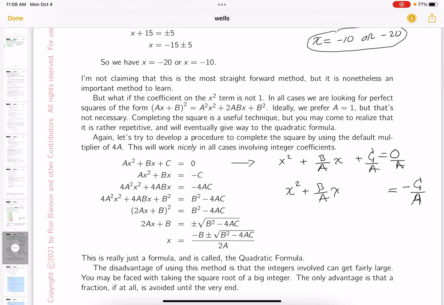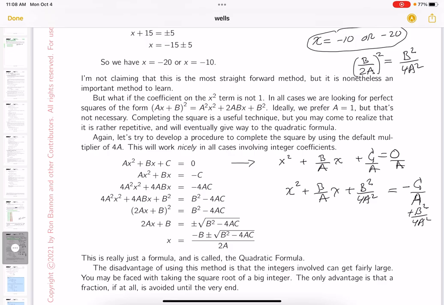I'm going to complete the square now. What's that going to be? I'm going to take half of the coefficient of the x term and square it. What do you get? B squared over 4a squared. So let me write that down for you. So plus b squared over 4a squared. And I got it to the other side too. So it's going to be plus b squared over 4a squared.